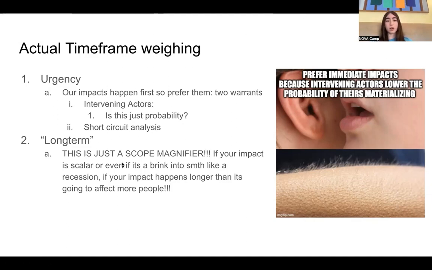And I think this can happen regardless of if your impact is scalar or even a brink, right? Because if your impact is scalar and every 1% increase in GDP lifts 1 million people out of poverty, I'm just throwing that out there, if your impact happens longer, that's probably more 1% increases. But I think it's the same with a brink, right? If your impact causes a recession and that recession lasts for more years, then even though it's a brink-related impact, it's still affecting people for a longer period of time.